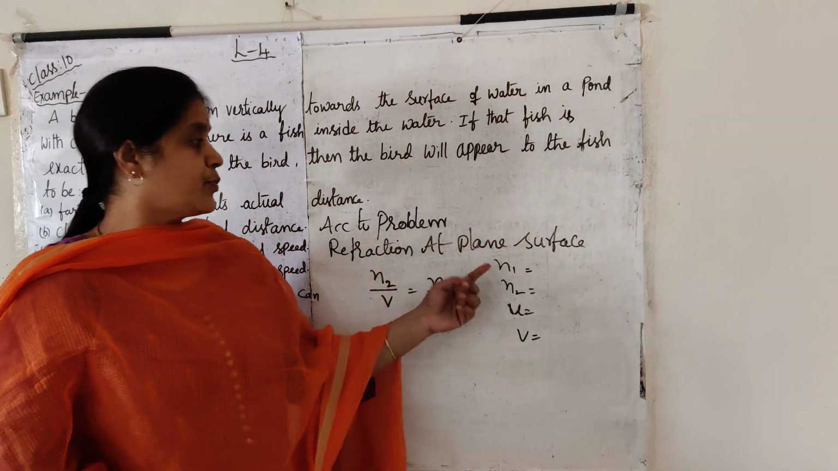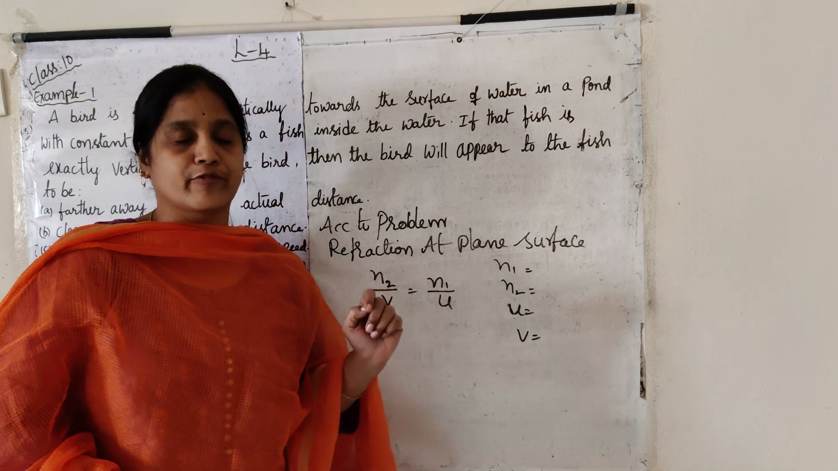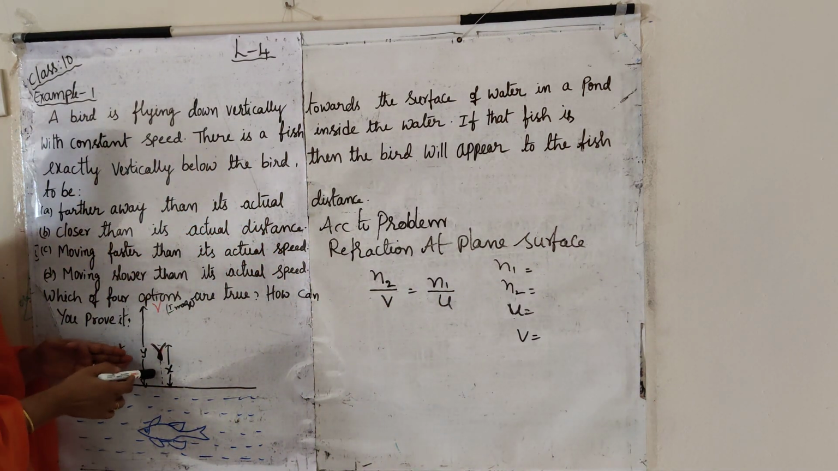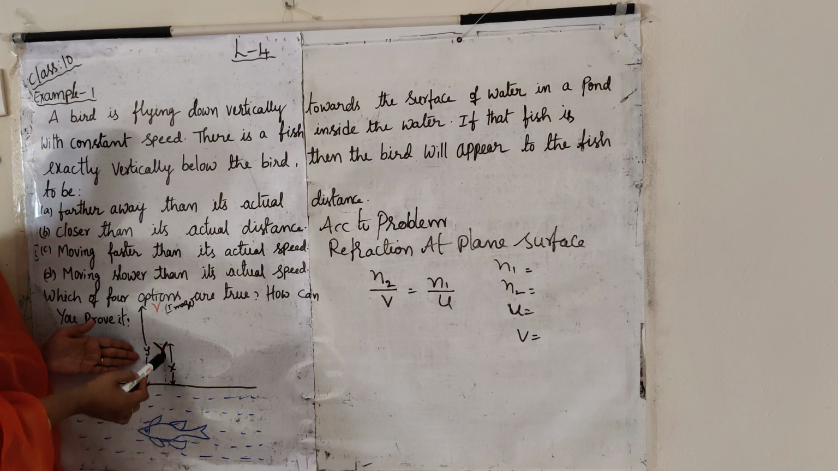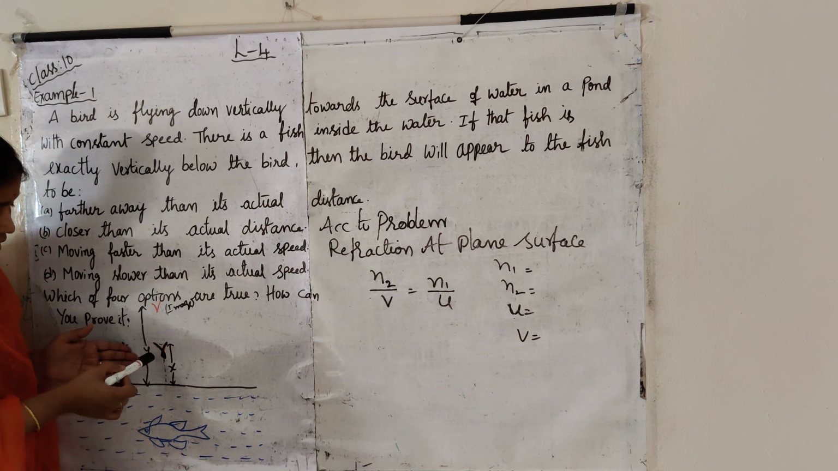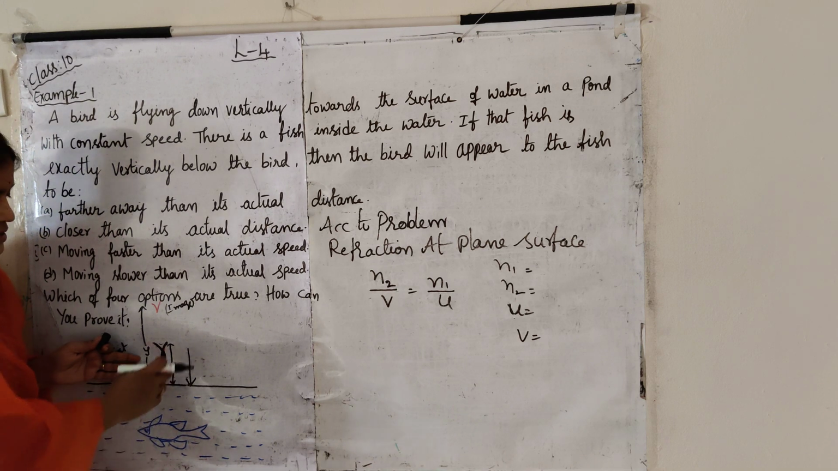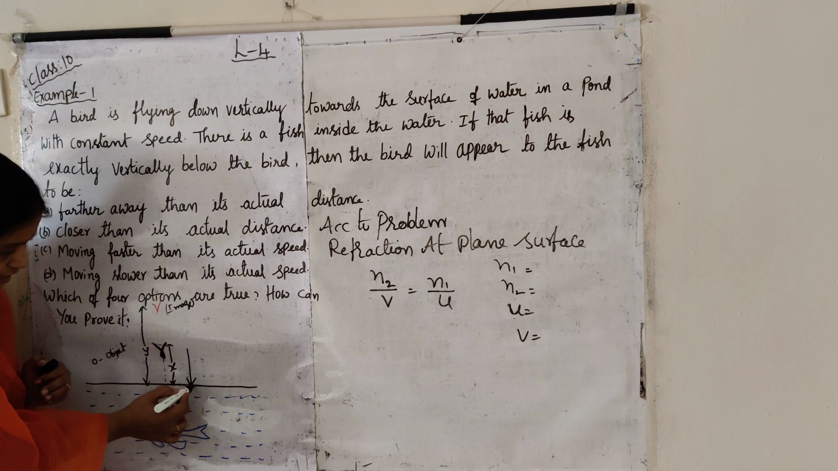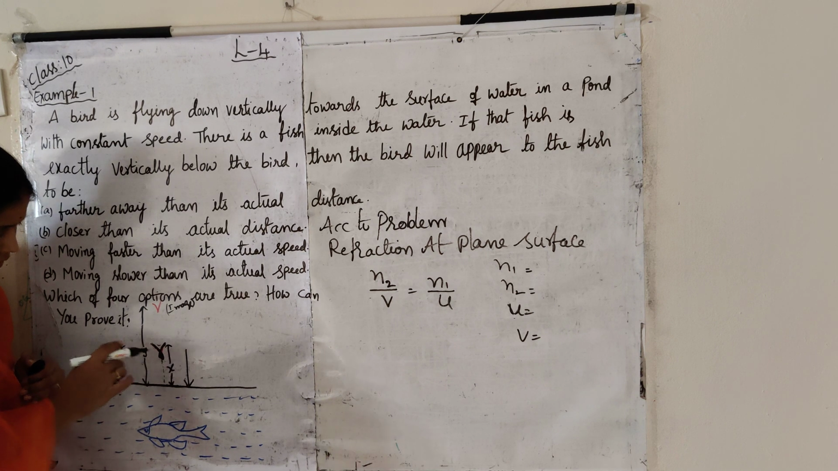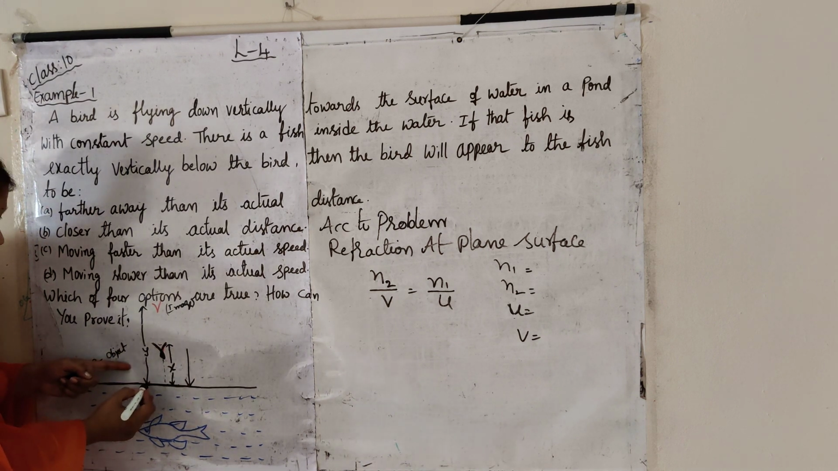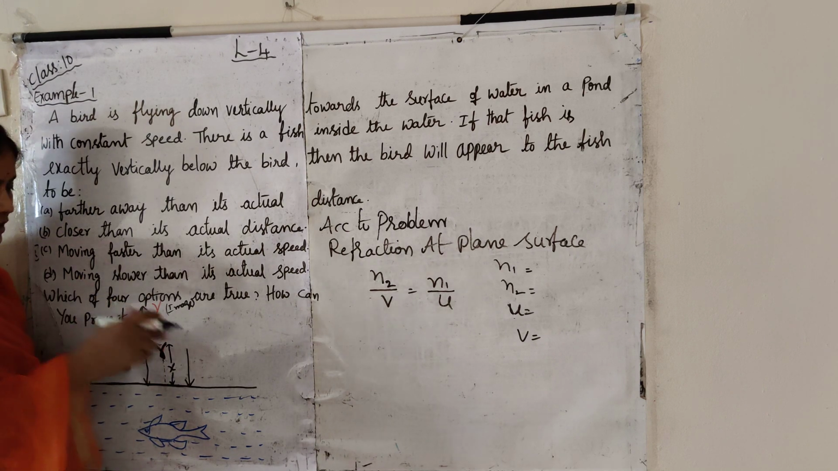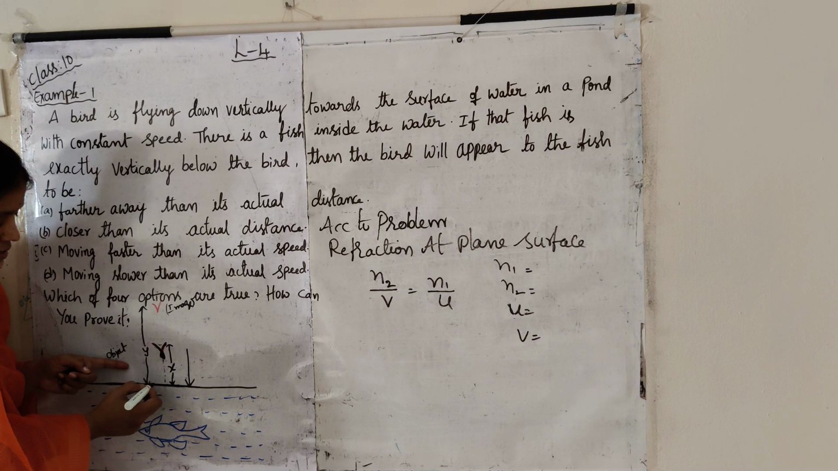Now here in the problem, we have to find out which is n1 and which is n2. The problem is how the bird appears for the fish. We have to find the answer for that. The light rays fall on the bird and travel from the air medium to the water medium, so the rays are coming in this direction, and this interface acts like a lens. We'll take this part as the optic center.